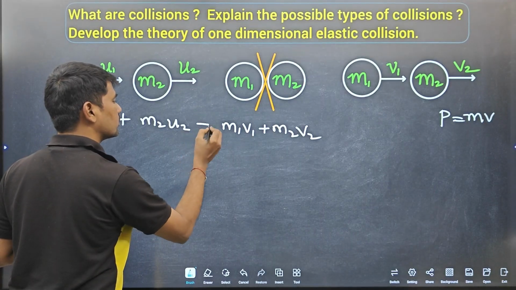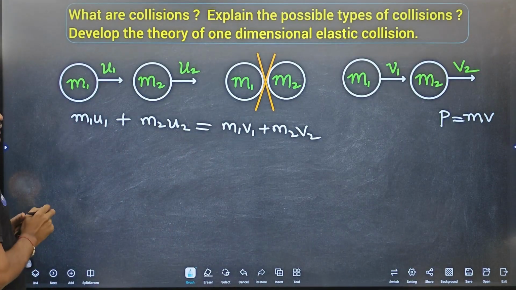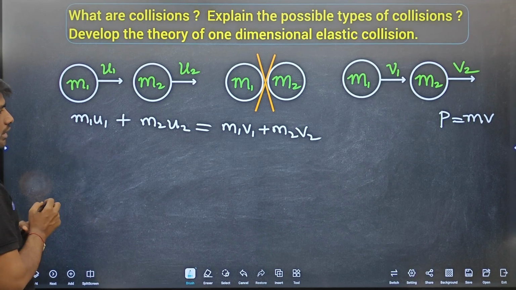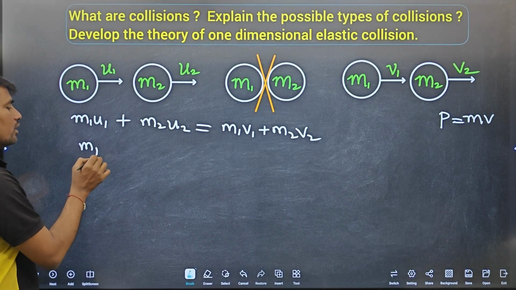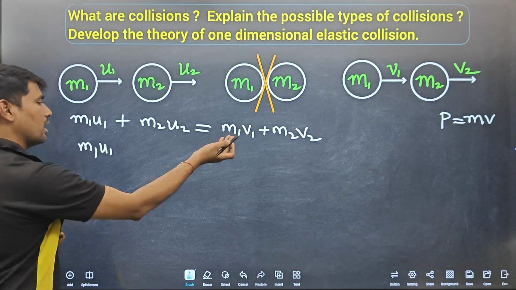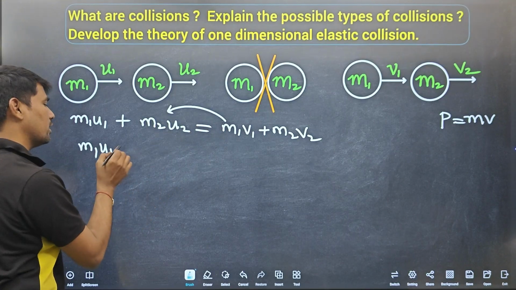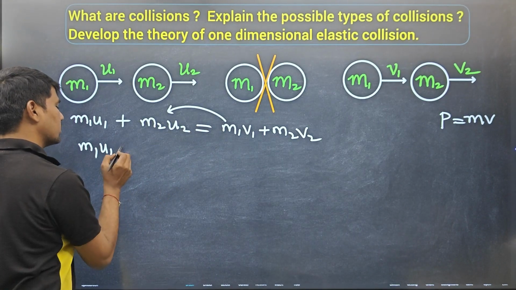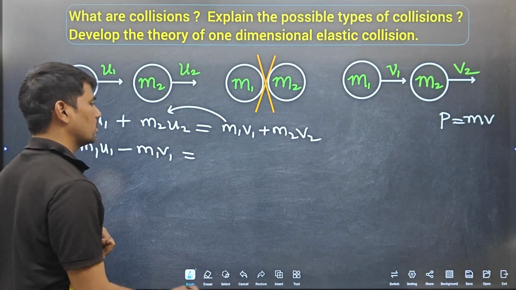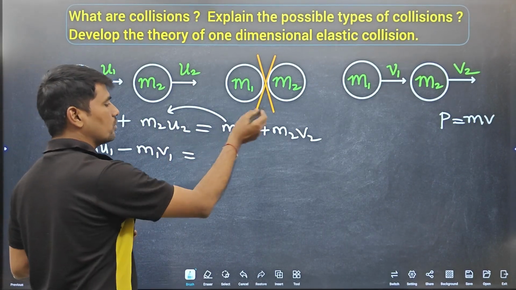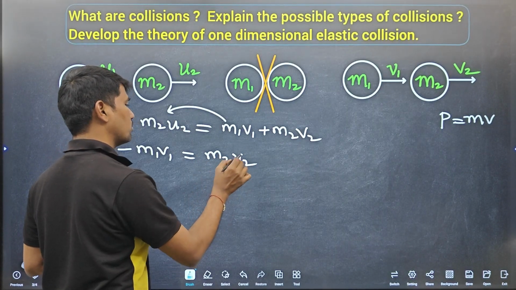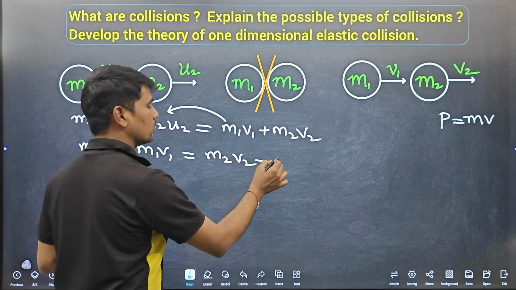Okay, alright. Here what we are doing now? We just have to take out the common m1 value. So I am taking m1 common, meaning here m1 u1 is there, here m1 v1 is there. I am transposing this value, it becomes minus m1 v1 is equal to m2 u2 transposed to the other side, that is m2 v2 minus m2 u2.